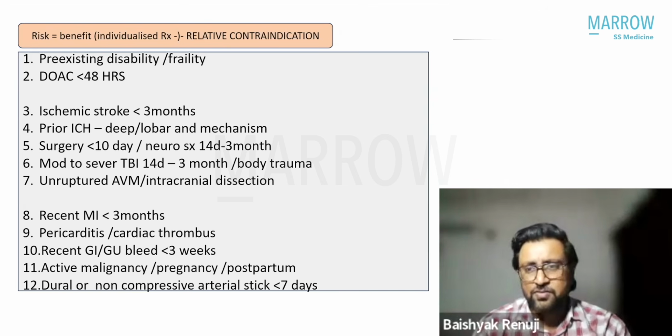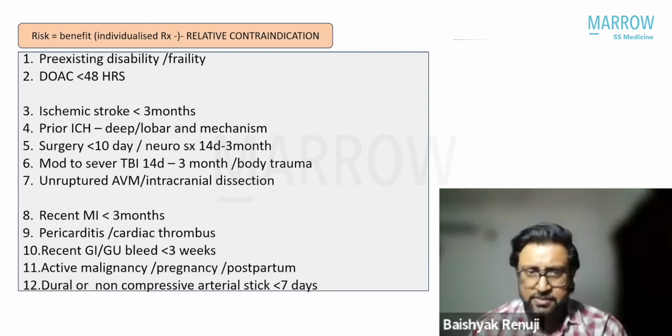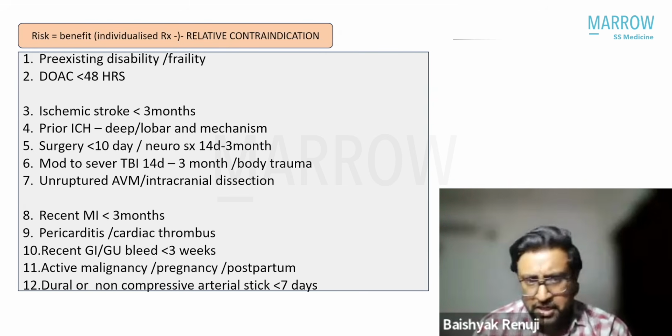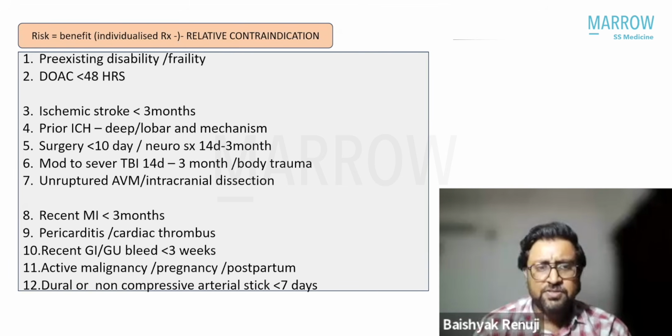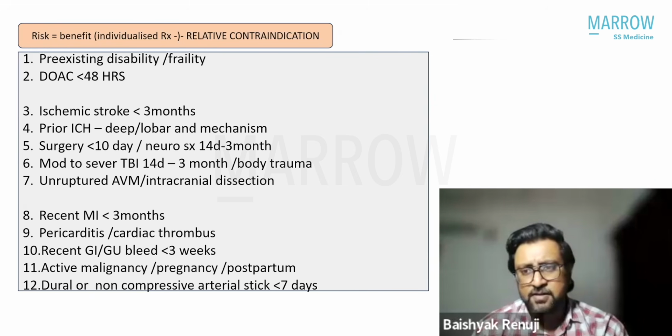I think in such scenarios you cannot lyse that way. That is why it is a relative contraindication. Unruptured AVMs and intracranial dissections, again, are not a contraindication right now. Intracranial dissections were previously also not a contraindication. AVMs and aneurysms were previously a contraindication, but right now, even aneurysms are not considered a contraindication.